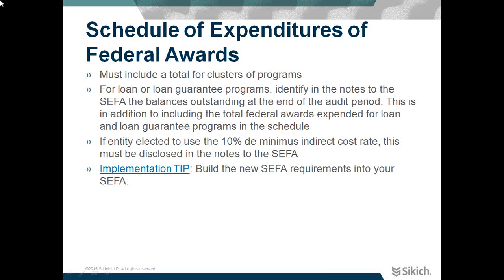So this is in addition to including the total federal awards expended for loan and loan guarantee programs. If your entity elected to use a 10% de minimis indirect cost rate, what we were discussing previously, this must be disclosed in the notes to the SEFA. And of course, your implementation tip here is to build the new SEFA requirements into your SEFA. And if you're unsure about how to do that, please talk to your audit firm and they can assist you with that.